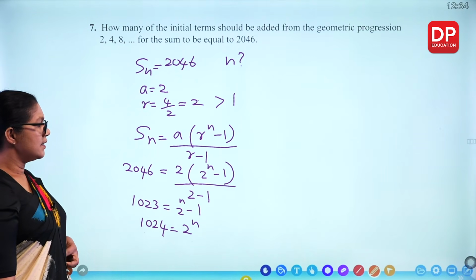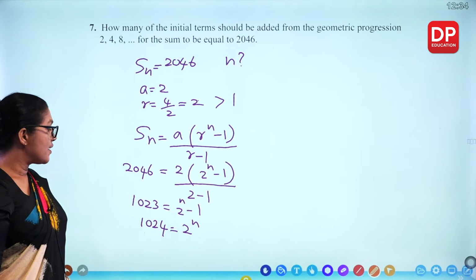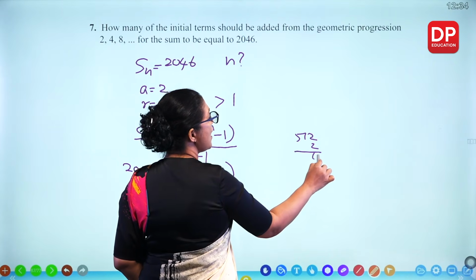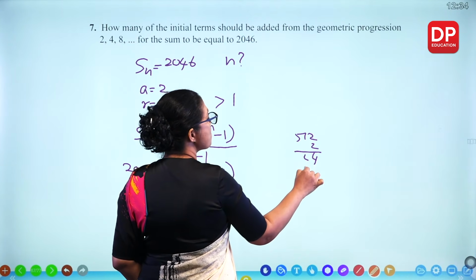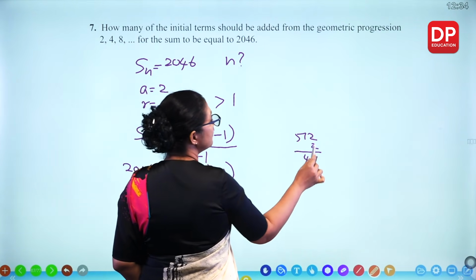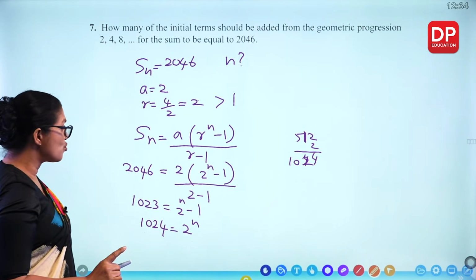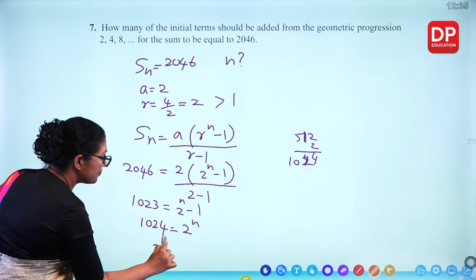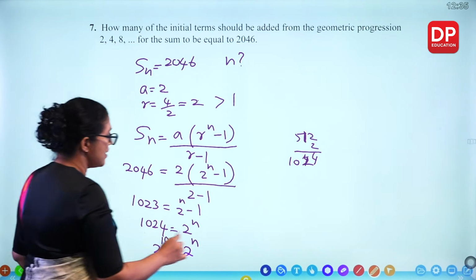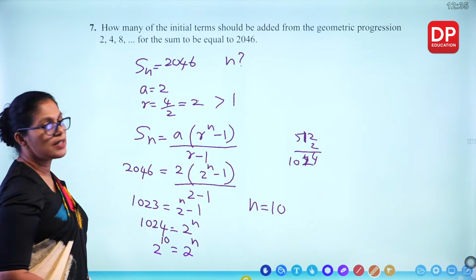2 to the power 8 is 256. 2 to the power 9 is 512. 512 multiplied by 2, you get 1024. That means 2 to the power 10 is 2 to the power n. In the same way you can compare the powers. N is equal to 10.